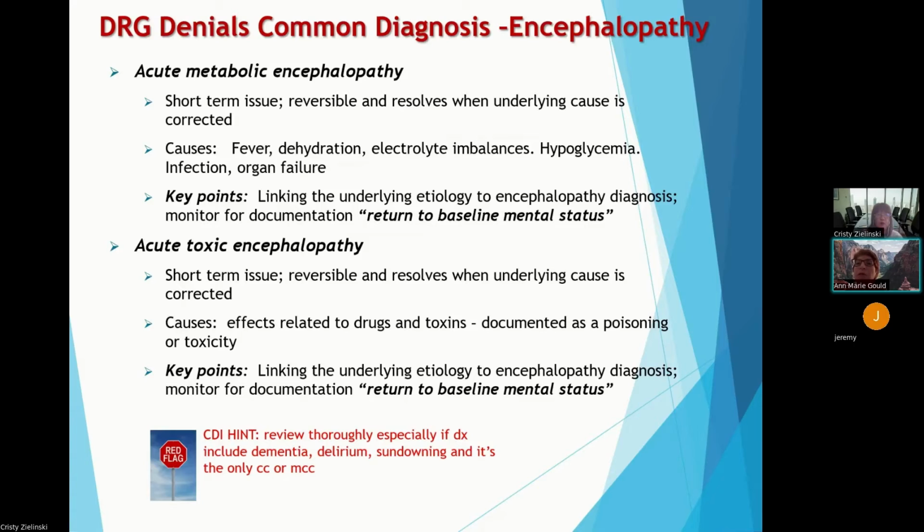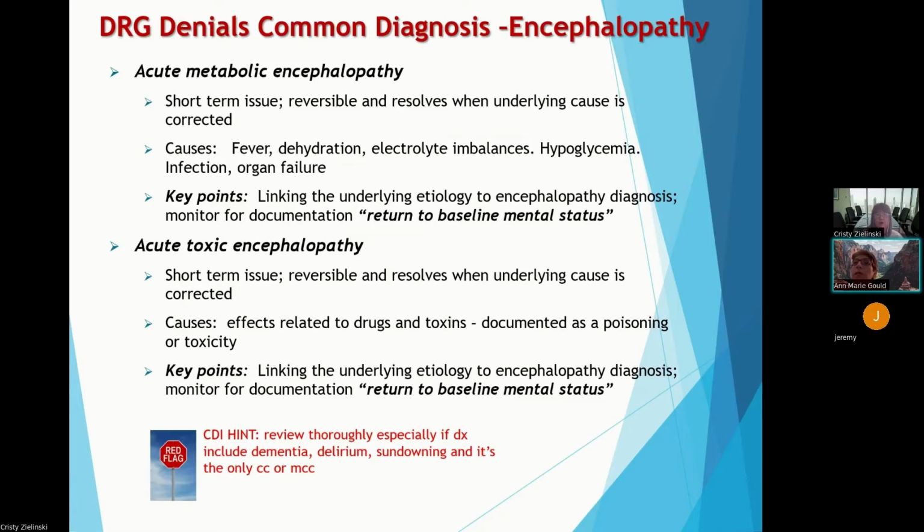If they come in confused, they have AMS, and they're saying, well, it's an acute encephalopathy, we don't know what the problem is, and it goes on for a couple of days, and all of a sudden they're back to baseline. The family says, oh no, they're back to themselves, mom's back to herself. Then, and the doctor documents that, you definitely want to get the link, if it's not documented by your provider, of what type of encephalopathy it is and what the cause was.